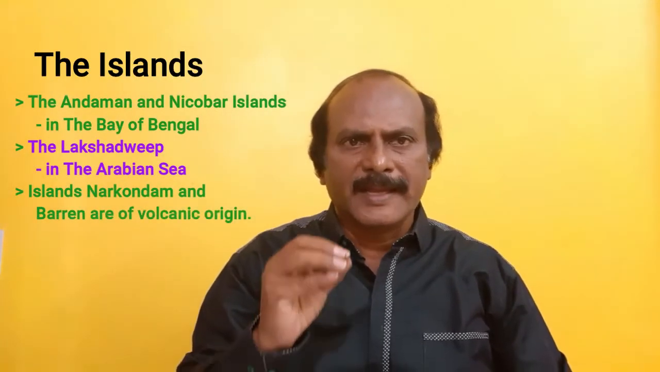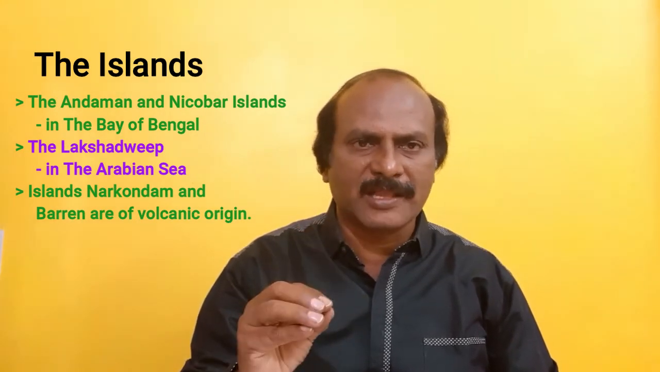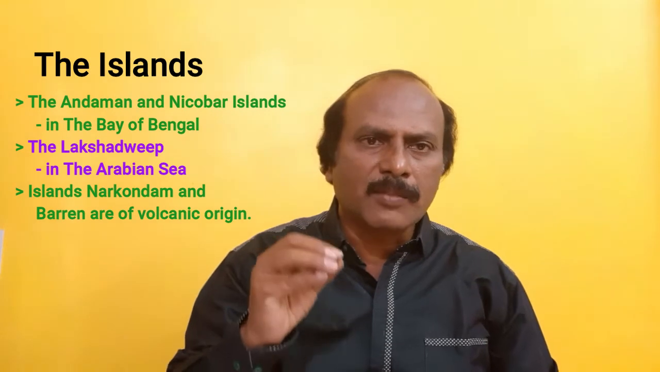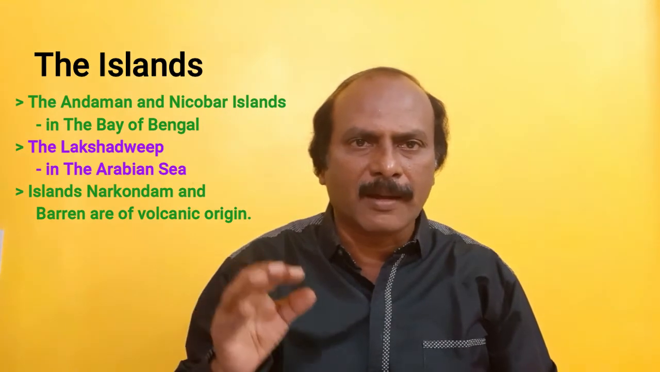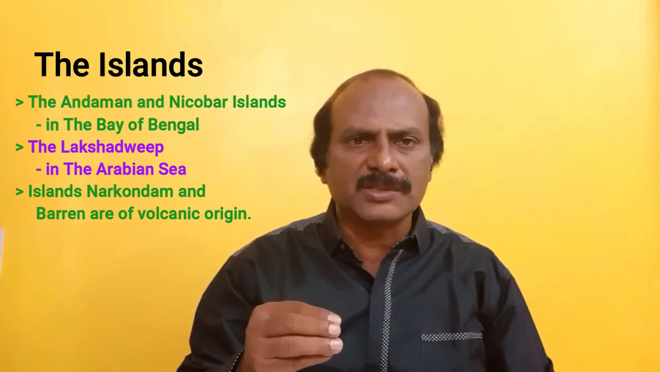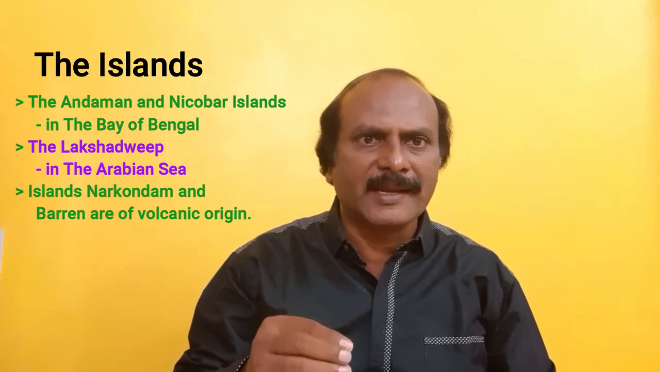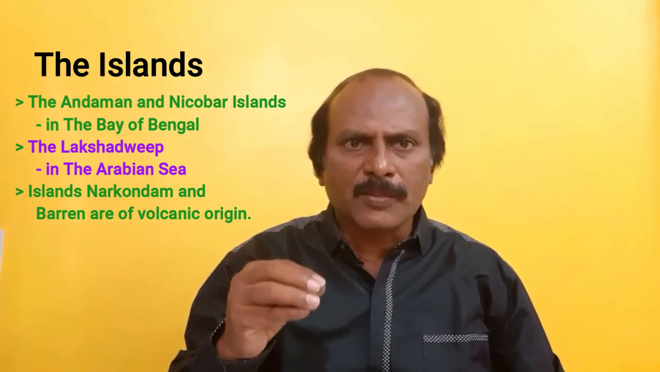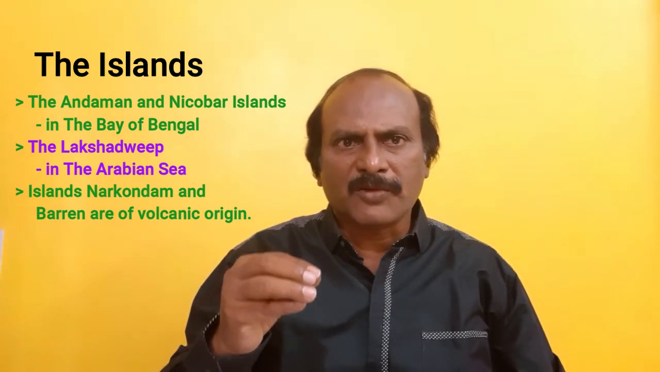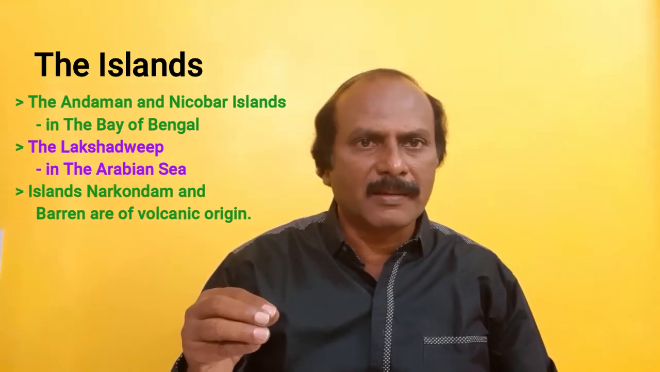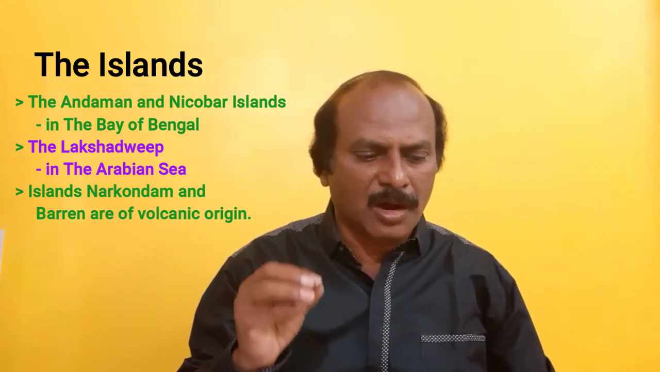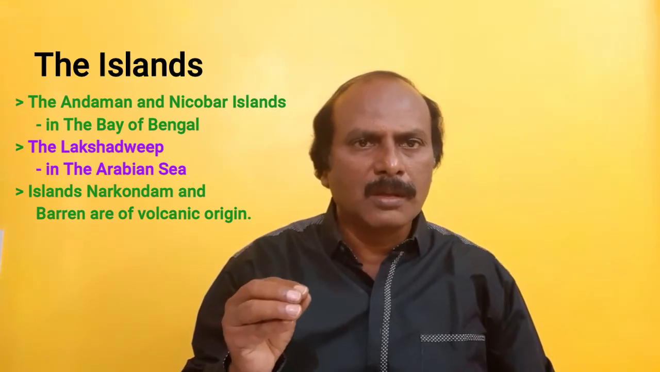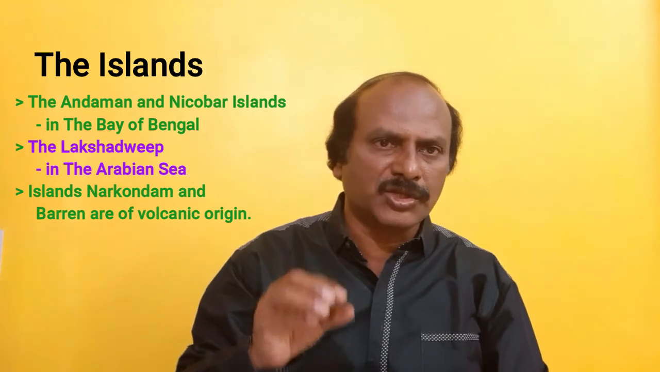Let us go for a discussion of the islands. In the Indian country, there are two kinds of islands. They are the Andaman and Nicobar Islands, which are located in the Bay of Bengal, whereas the Lakshadweep are the islands located in the Arabian Sea. The Andaman and Nicobar Islands, found in the Indian region in the Bay of Bengal, have a stretch from Myanmar. There are two island regions called Narcondam and Barren, which have a volcanic origin.